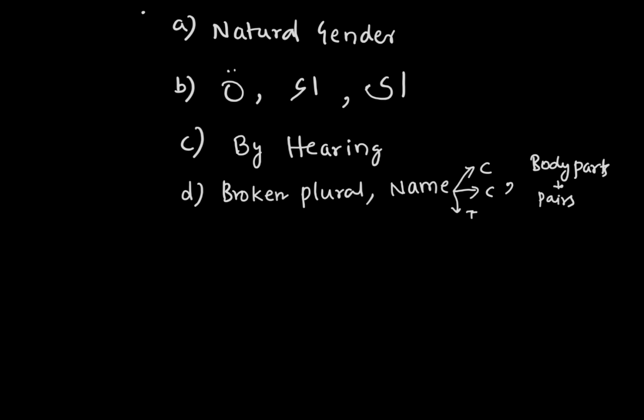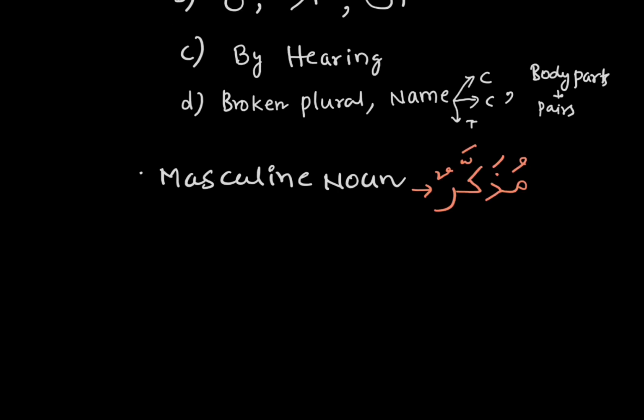Once you identify the feminine nouns, any noun which does not follow these four rules is grouped under masculine nouns. So we came to know four ways of identifying feminine nouns, and any word which does not follow these is a masculine noun, which in Arabic is known as muzakkar.